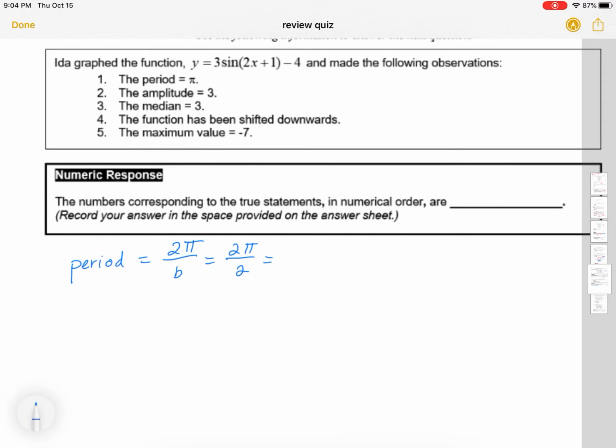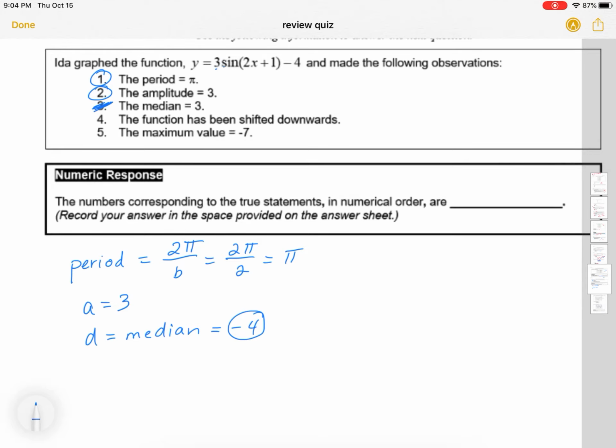Well, that's going to equal 2 pi over b, and b is 2. So the period is pi. So this one is true. The amplitude is 3. Well, yes, A equals 3, so that is also true. The median is 3. No. The median is D, and it's equal to -4. So that is not true.